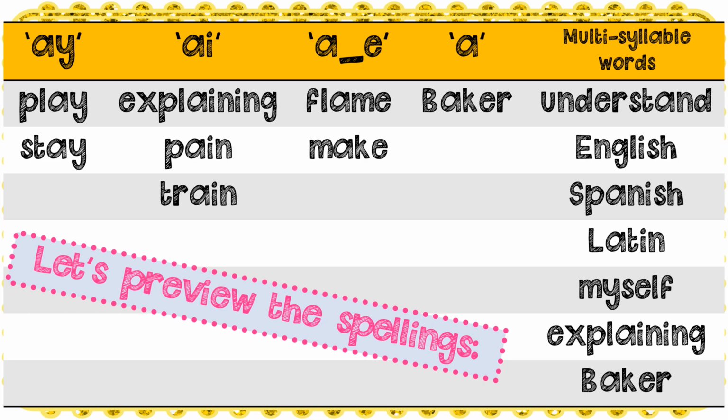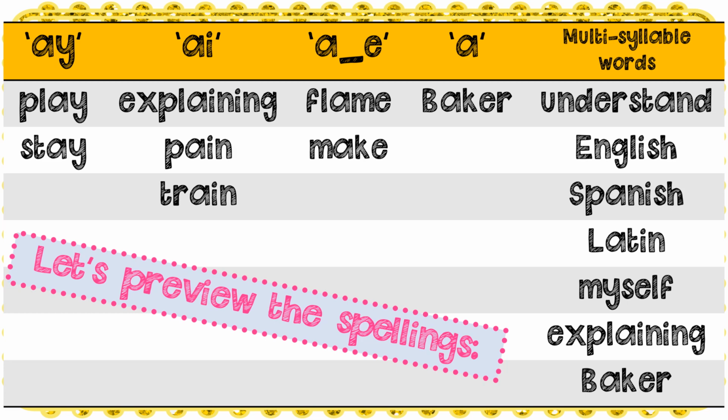Now the first one is a multiple syllable word. Explaining. Pain, train. Now look at your A consonant E. Flame, make. And then you have your A alone that says A. Baker. Now you see it's capitalized, so it's someone's name.